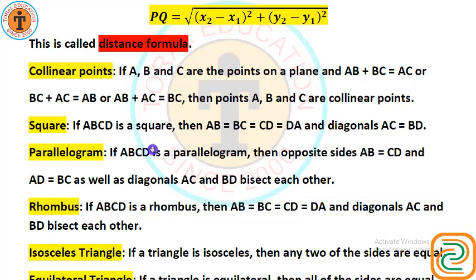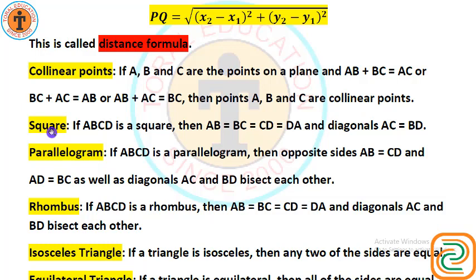Now some definitions are to be clarified. Collinear points. Collinear points, that means the points which come on the same line, they are collinear points. If A, B and C are points on a plane and AB plus BC equals to AC, or BC plus AC equals to AB, or AB plus AC equals to BC, then points A, B and C are collinear points. We have considered these in the Cartesian plane.